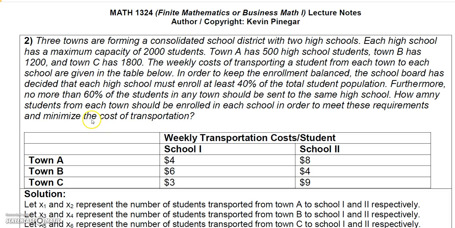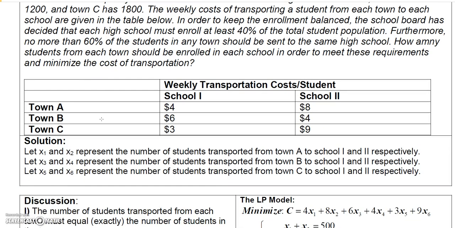So what I've done here is I've just said, well, since the cost is based on all the 6 different transportation routes, let's let each variable represent a different transportation route. So I'll let x1 be the number of students transported from town A to school 1, and x2 the number transported from town A to school 2. Then I'll let x3 be the number transported from town B to school 1, and x4 be the number transported from town B to school 2. And then finally I'll let x5 be the number transported from town C to school 1, and x6 be the number transported from town C to school 2.